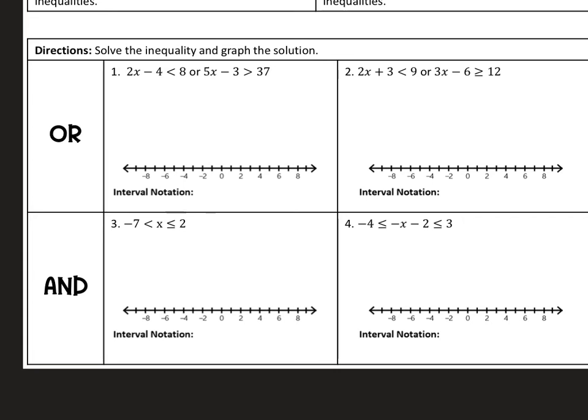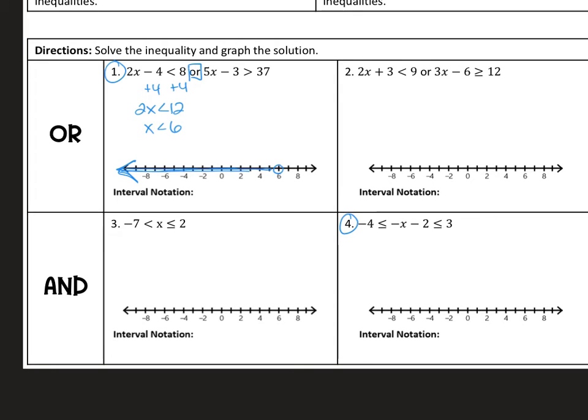All right, I'm going to do 1 and 4, and then I'm going to have you do 2 and 3 on your own. All right, so 1 is a compound inequality joined by or. So you just, like it said, solve each one separately. So add 4 to both sides. 2x is less than 12. Divide both sides by 2. So you get x is less than 6. All right, so find 6 on your number line. It's an open circle because it's less than, and our arrow, since it's less than, is going towards the left.